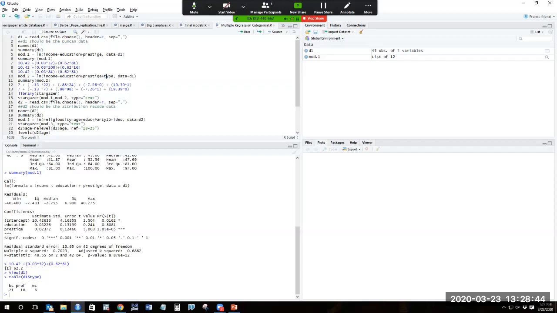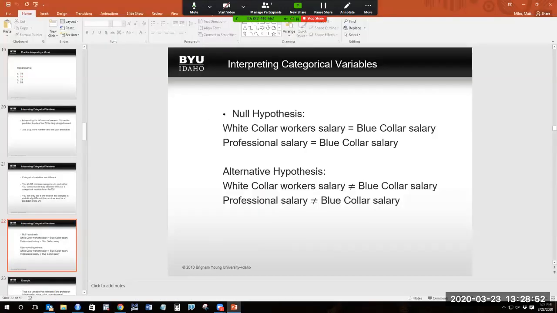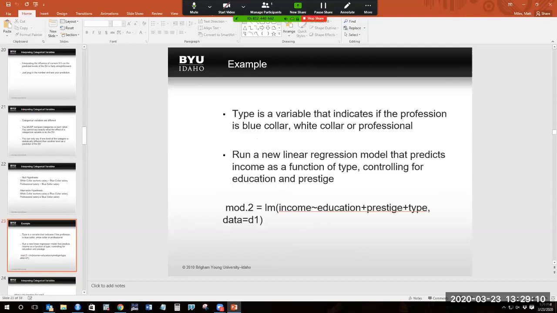But because there are 3 categories in type, I'm going to actually get estimates for 2 additional slopes. So I only put in 3 variables, but I'm going to get 4 slopes. I'm going to get white collar compared to blue collar, and then professional compared to blue collar. And it'll show me those slopes, and it'll do the hypothesis test. So I'll show you how to do that.